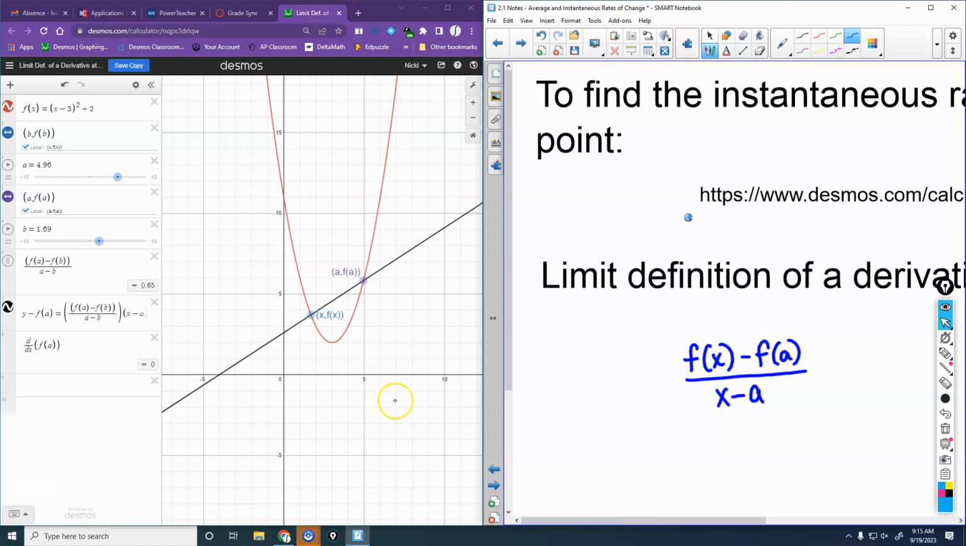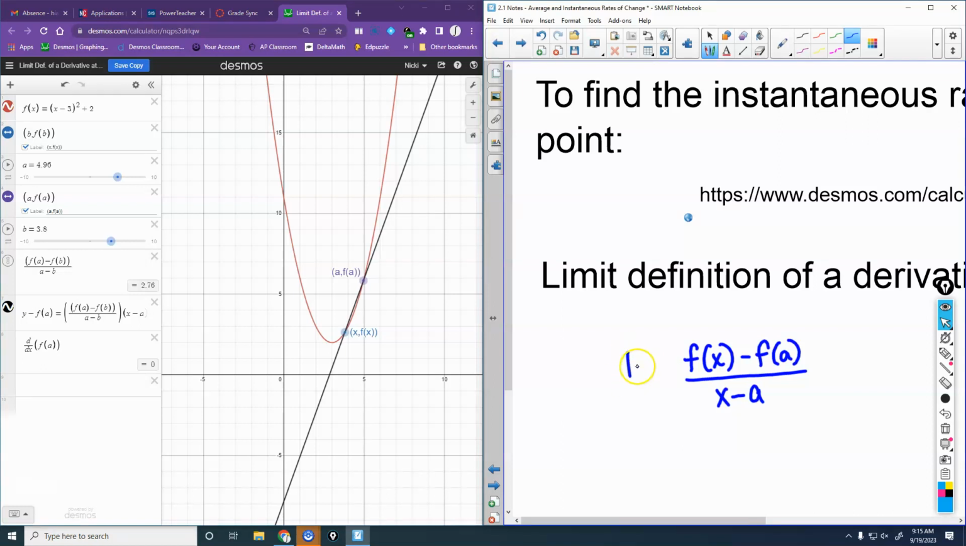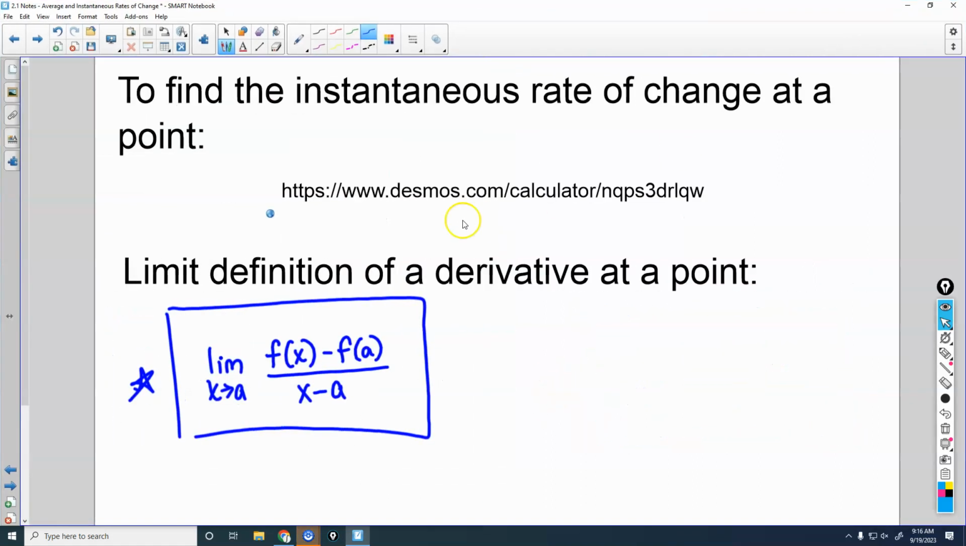Now, what's happening to know that instantaneous rate of change at A is that x is approaching A. It's getting closer and closer to A. So to show that we want x to get closer to A, what can we do? We're going to do the limit as x approaches a. This is your limit definition of a derivative at a point. You want to make sure you have that in your notes. You need to have this memorized.